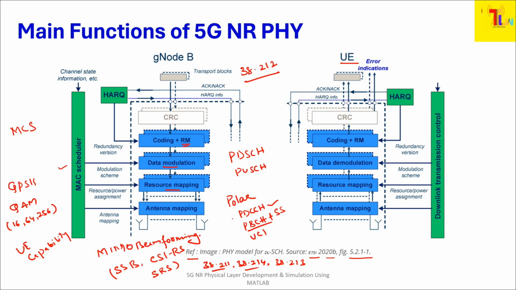Then the OFDM modulation, wherein we have the IFFT and CP, and at the receiver the RF TX over there.